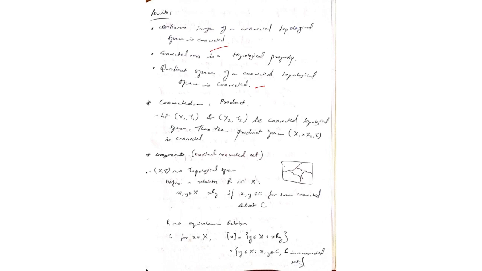Next, what are components? A component is a maximal connected set. If you have (X, tau), a topological space, we can define a relation R on X in this way, which is an equivalence relation, and x is related to y if x and y belong to C, a connected set. The equivalence classes all form components. That is, a maximal connected set forms the component.